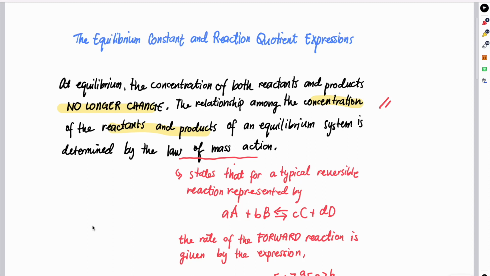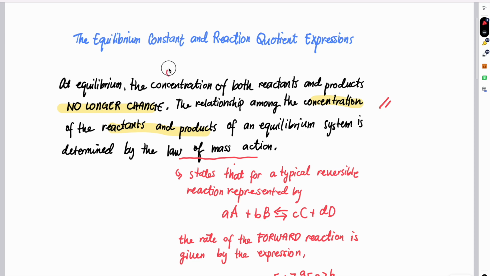Today we will be learning about the equilibrium constant and the reaction quotient expressions. So this is a topic after Gibbs free energy. Written here, at equilibrium, the concentration of both reactants and products no longer change. The relationship among the concentration of the reactants and products of an equilibrium system is determined by the law of mass action. So, unsa yung pasabot?